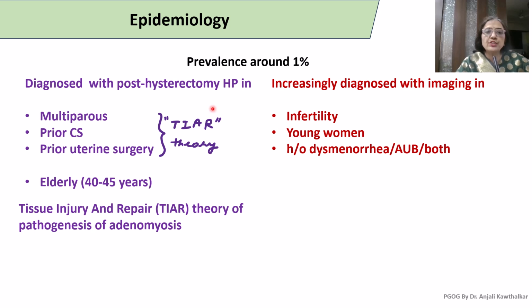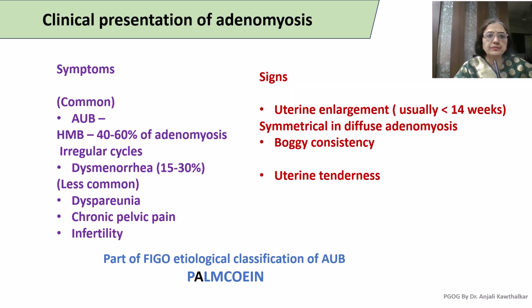So there is a shift in understanding, a complete change in our understanding, that it is not a disease only of multiparous women, it also affects women having infertility. It is not only affecting elderly women, it affects young women also. All this is possible because of the increasing use of imaging in the diagnosis of adenomyosis.